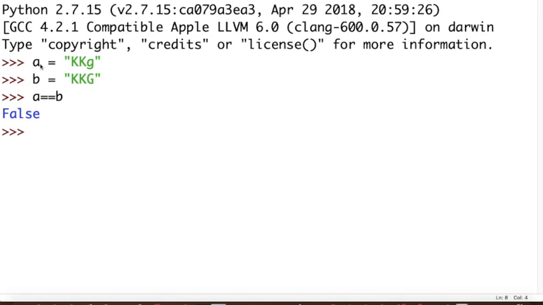It is giving us false. Why is it giving us false? Because we have two separate strings. This kkg and this kkg capital are not equal, and hence the result is false.